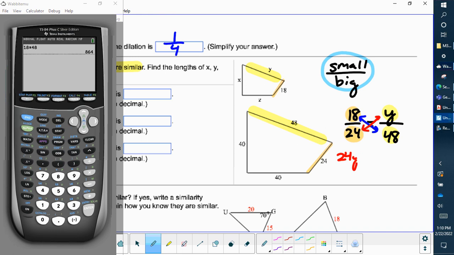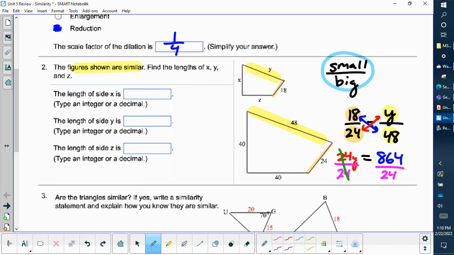Let's change the colors here. 864. Now, this is a one-step algebra equation, and the one step is dividing by 24. And this goes away. So 864 divided by 24. Enter. 36. So y equals 36. Make sure you put the right answer in the right spot. I would do the same thing to find x and z. Notice they're both 40. So once I do one, I don't have to do the other one.